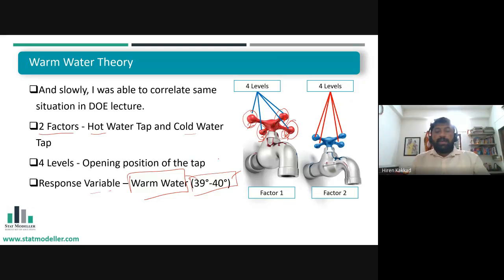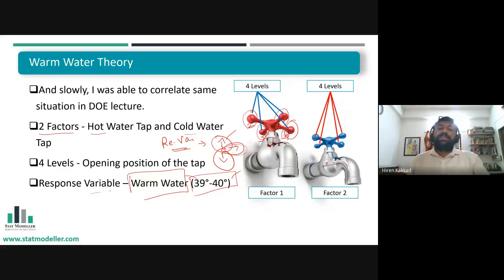So many times our response variable, okay, we also categorize it: in many cases higher is better, in many cases lower is better, in many cases optimum is better. So let's say if we are talking about the yield, then in the majority of cases higher is better. If we are talking about the rejection or the failure or the defects, at that time lower is always better. But in this kind of situation, let's say some range is given like 39 to 40 degrees, so that optimum level is important for us. So we should get our output within that range.